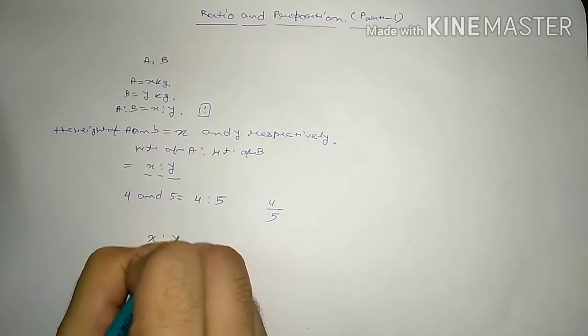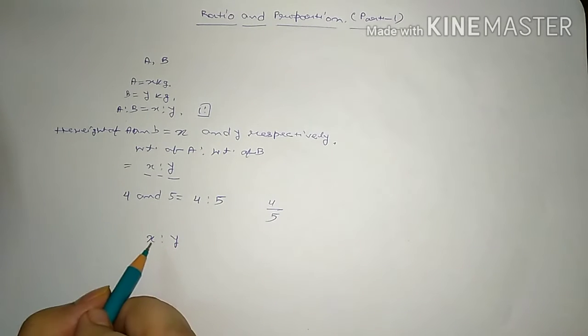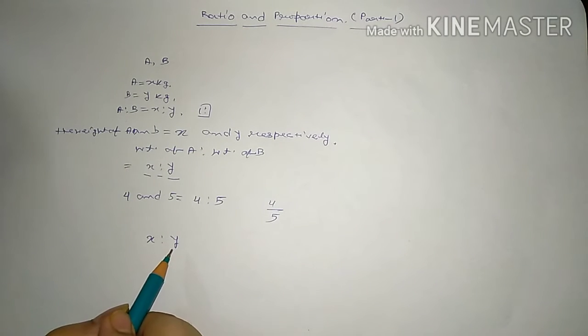If X is to Y is a ratio, then X is called the antecedent and Y is called the consequent.